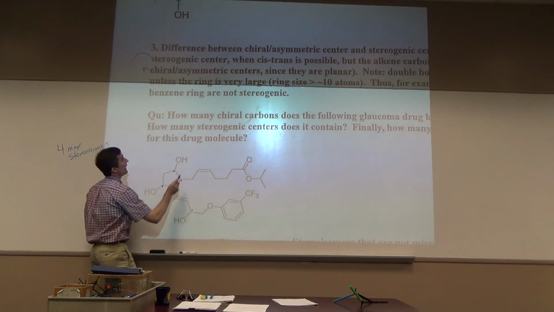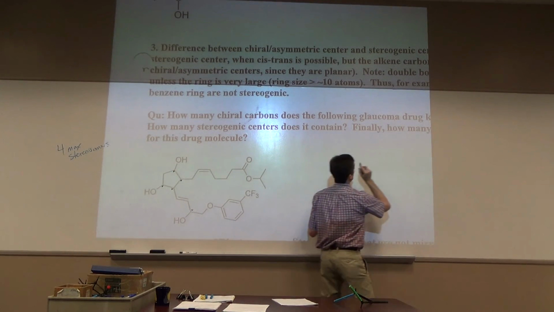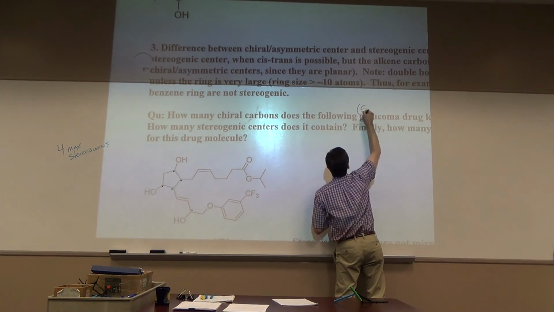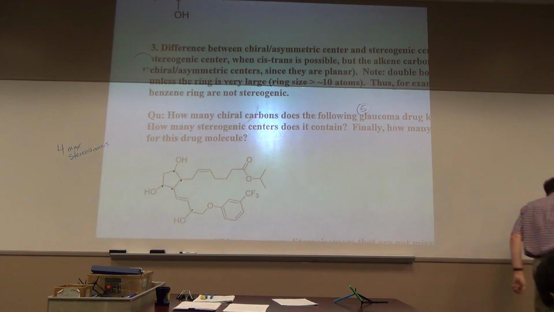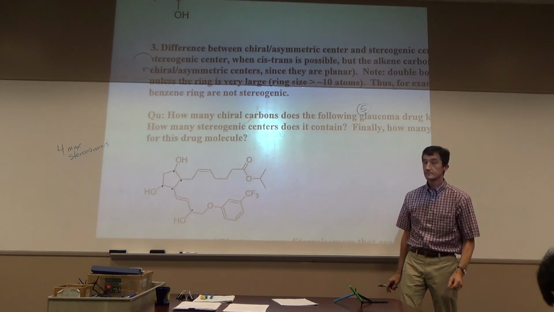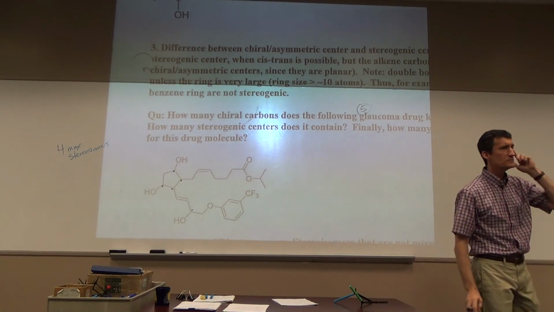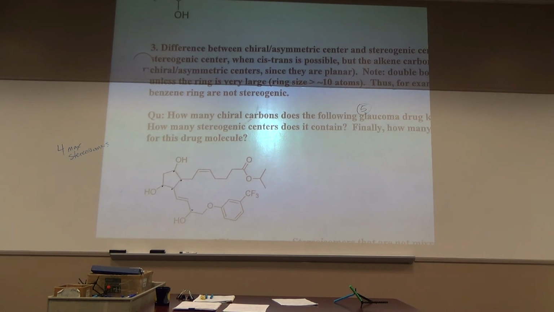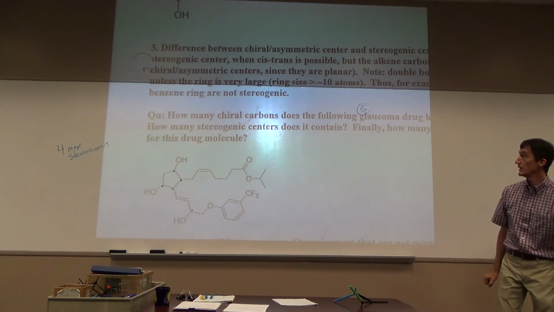How many chiral carbons is 5? How many stereogenic centers does it contain? 32. How many? No. You're looking at how many total stereoisomers. That's not the question. The question is not how many total stereoisomers. How many stereogenic centers? 7.